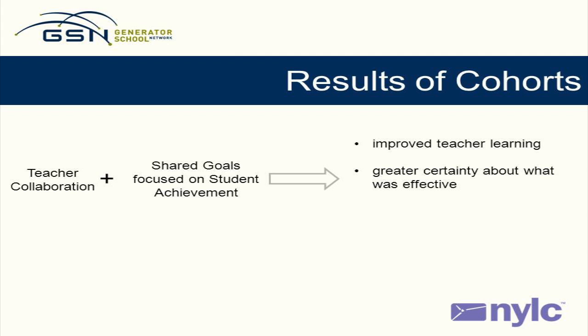The next result was greater certainty about what was effective. And of course, we always want to do what's research-based and what we know will get the most effect on achievement for our students. And so using research in a learning cohort or a professional learning community can provide greater certainty for teachers to know what's right in the instant, or to be able to plan for greater student achievement in general.